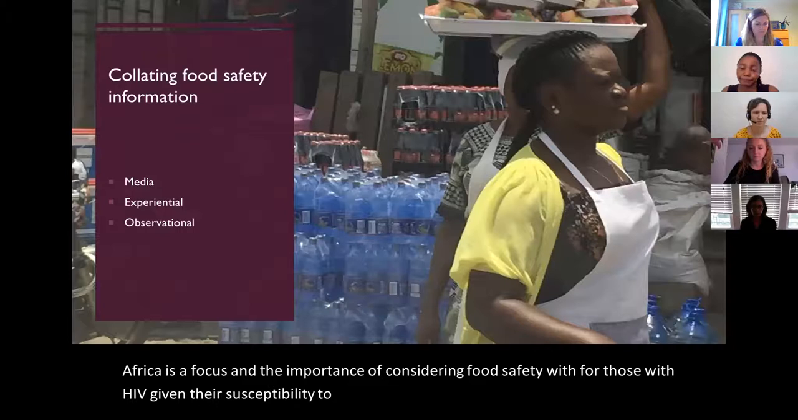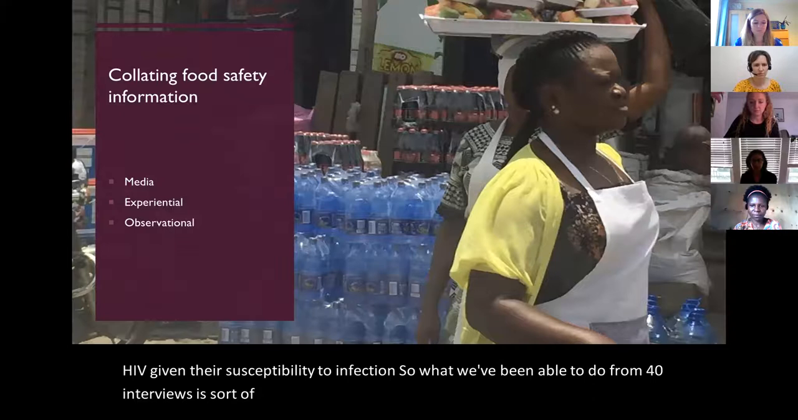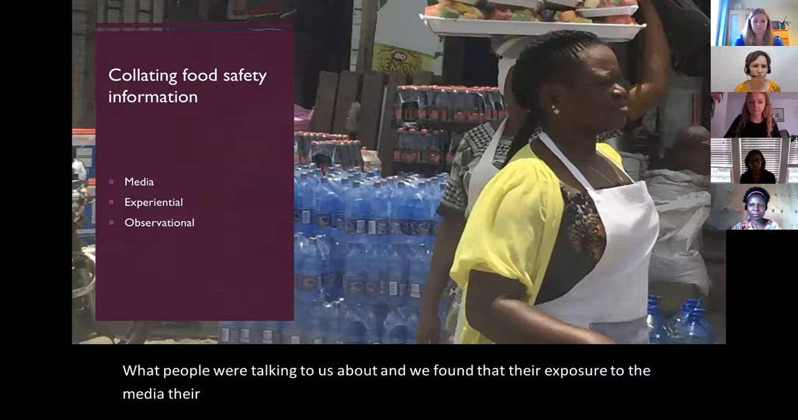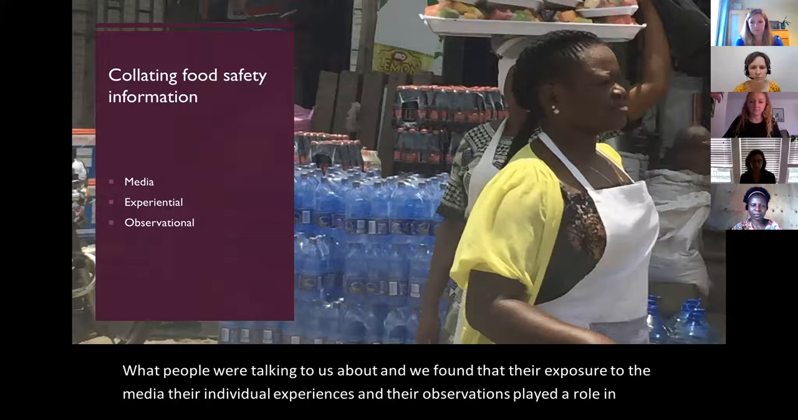So what we've been able to do from 40 interviews is collate some food safety information from what people were talking to us about. And we found that their exposure to the media, their individual experiences, and their observations played a role in making decisions about their food choices.